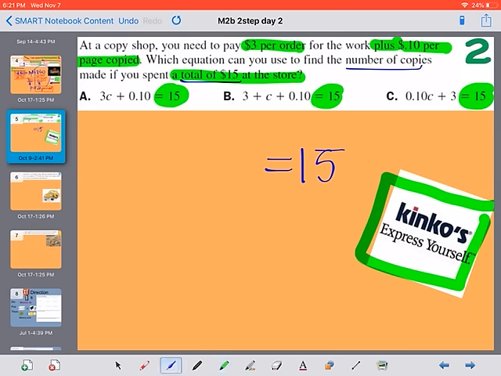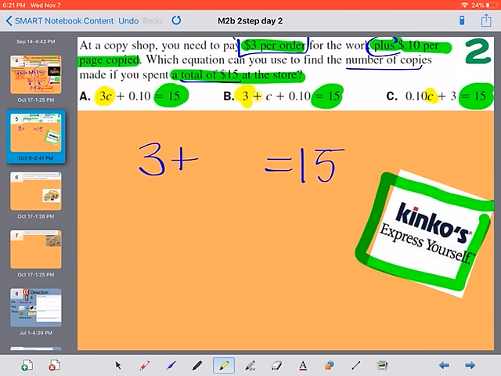But we know we're paying $3 per order. So we know we go in there one time, we pay $3. Then it says, this word right here, plus. 3 plus something. So if we take a look back at our answer choices, we have 3 multiplied by C, 3 plus some things, and then here we have C multiplied by 10.